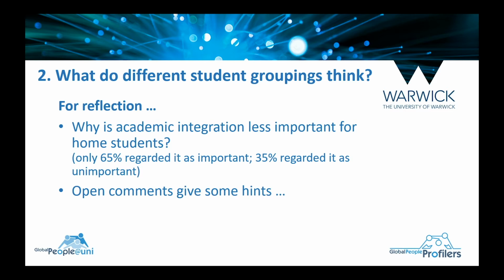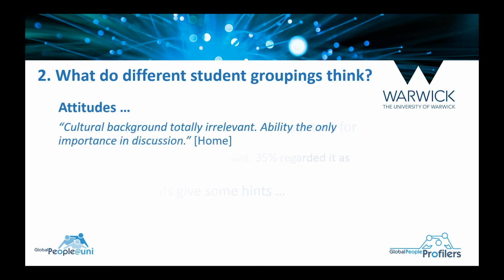So one way of following up is to look at the open comments that students put as they had opportunity to do that in the survey. It might give some hints. Some of the home students commented, "Cultural background is totally irrelevant. Ability is the only important thing in discussion." Do we agree with that?